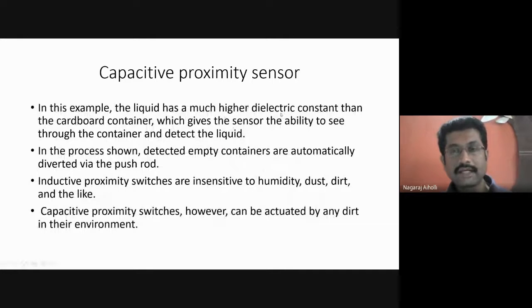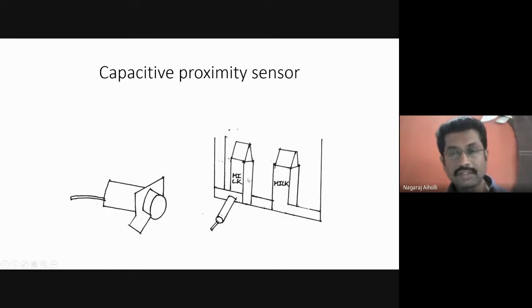The liquid has a much higher dielectric constant than the cardboard container, which gives the sensor the ability to see through the container and detect the liquid. That means inside the milk box, the dielectric constant of the milk is higher than the dielectric constant of the outside cardboard box. Because of this, the capacitive proximity sensor will sense the milk. The higher the dielectric constant, the higher the capacitance, according to the equation C = KA/D. Because of this, it is able to sense the presence of the milk inside the box.